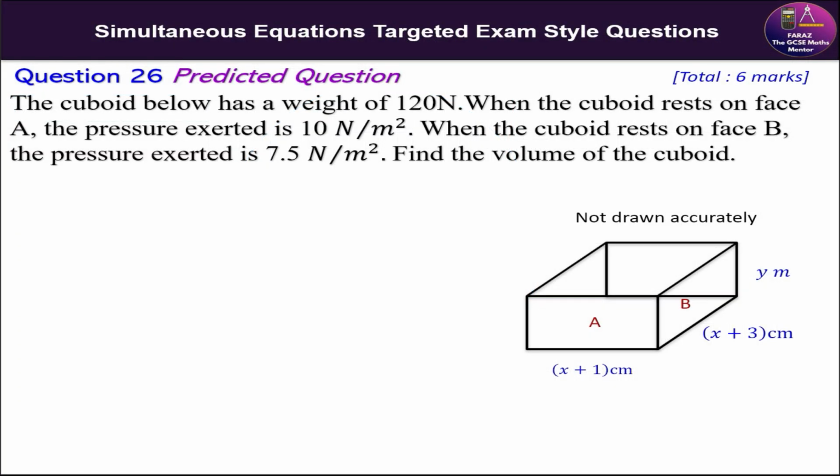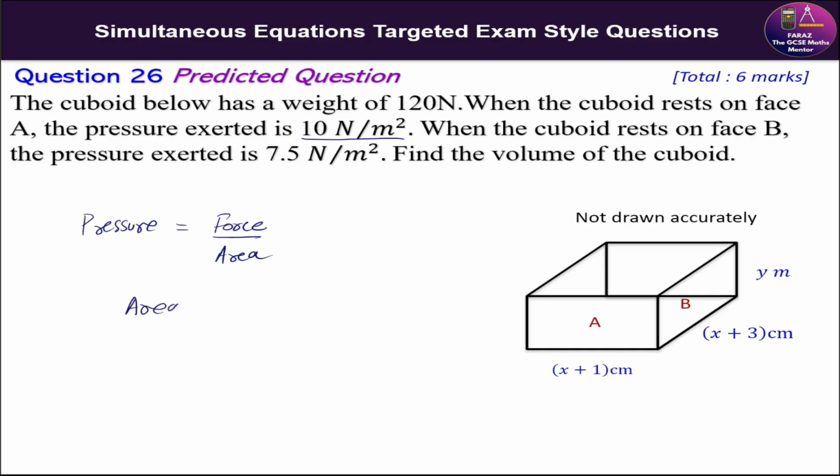Alright, let's tackle question 26, where we are given a cuboid and we need to find its volume using pressure equations. So let's break it down nice and clear. In step 1, we have to use the pressure formula to find areas. We know the weight is 120 Newton and the pressure on face A is 10 Newton per meter square. From the formula of pressure, pressure is force divided by area, so P equals F over A. Here we have to rearrange it to get area.